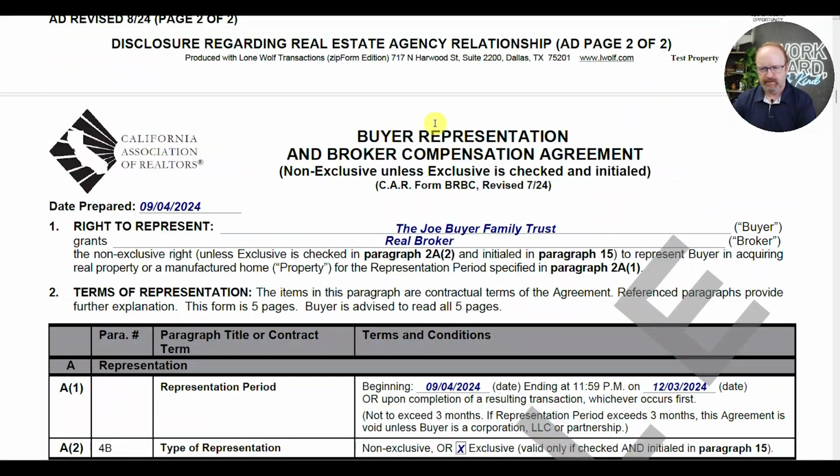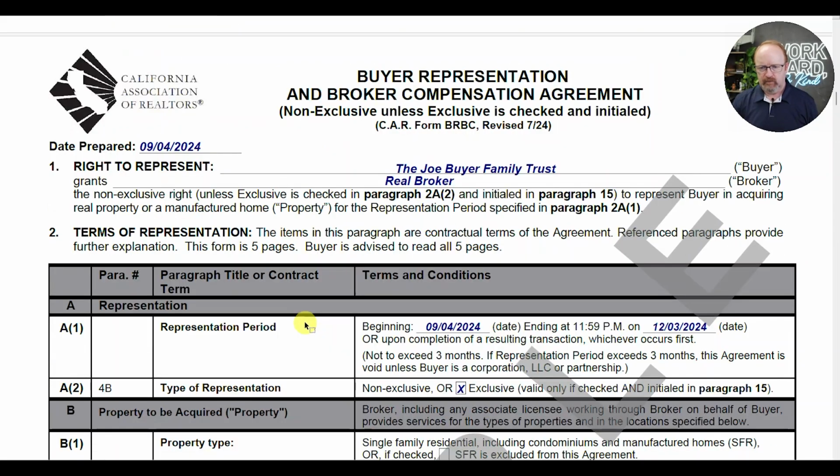And jumping right into the Buyer Representation and Broker Compensation Agreement, you're going to notice at the top it says, by default, it is non-exclusive unless exclusive is checked and initialed. I am going to talk a little bit about the difference between the two, but running into the form here, this is the date you prepare the form. In this case, I decided to have my buyer be a trust. So Joe Buyer is going to buy a property and have it in his trust. So the Joe Buyer Family Trust is the buyer.